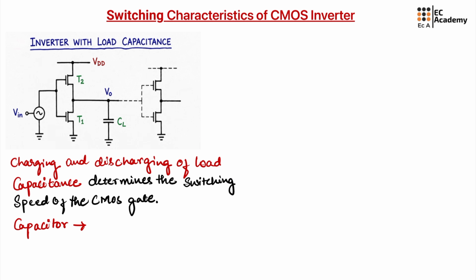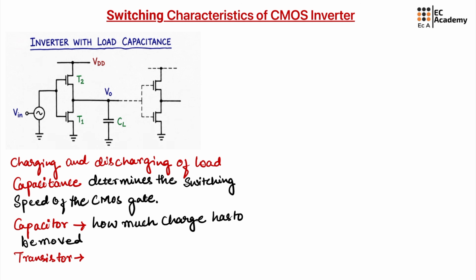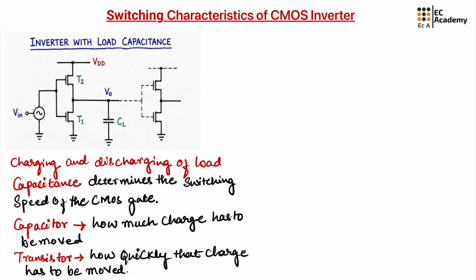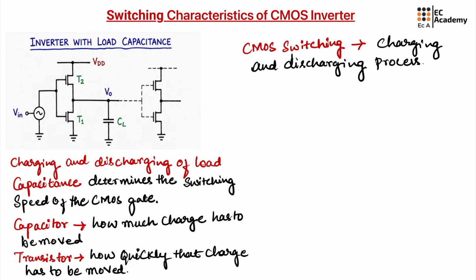Here, the capacitor determines how much charge has to be moved, and the transistor determines how quickly that charge has to be moved. Therefore, CMOS switching speed mainly depends upon the load capacitance and the transistor strength. Here, you need to remember the CMOS switching is basically a charging and discharging process. Now let us understand this concept in detail.